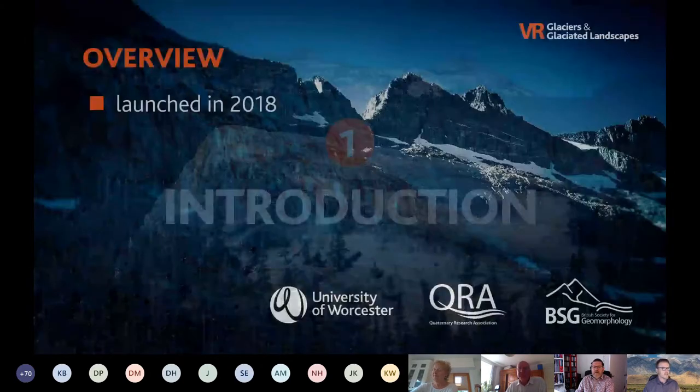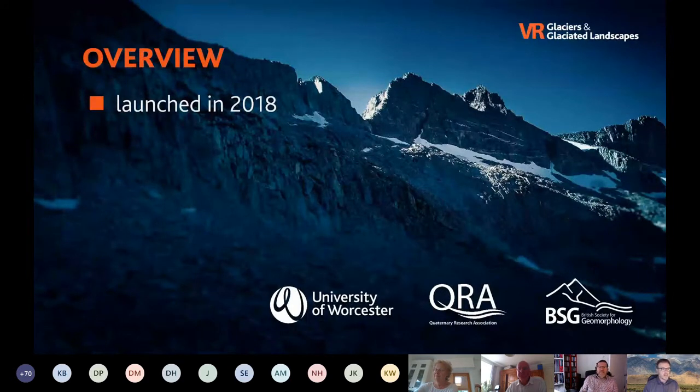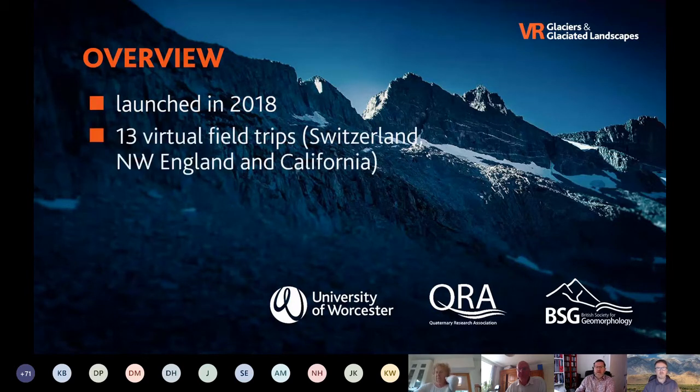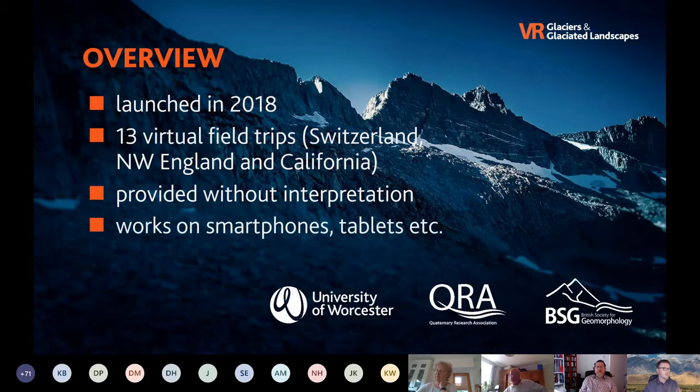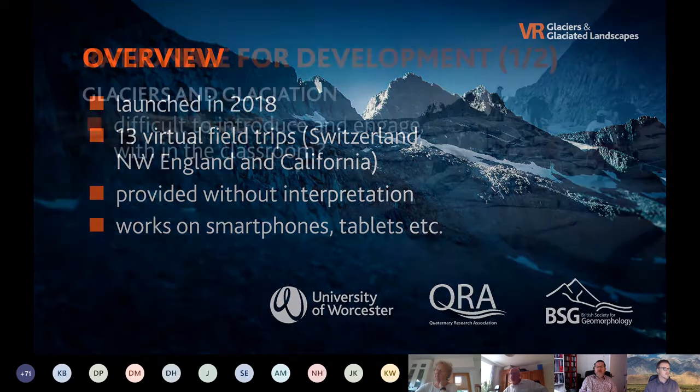So what is VR Glaciers? It was launched in 2018 with funding from the Quaternary Research Association, the British Society for Geomorphology, and mostly the University of Worcester. It's a collection of 13 virtual field trips, mostly to Switzerland, but also to the English Lake District and the Sierra Nevada in California. Critically, they are provided without interpretation. That's very important for the pedagogic side that I will come back to shortly. And they're designed to work on a range of devices. In other words, there's no plugin or anything else required in order for them to run.